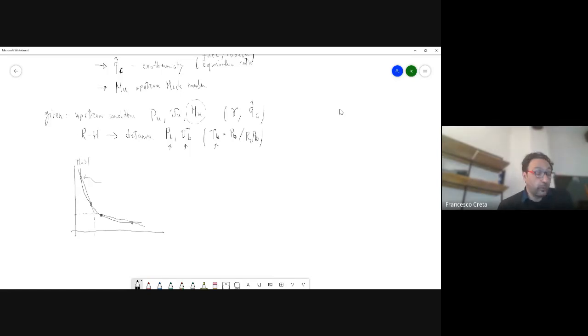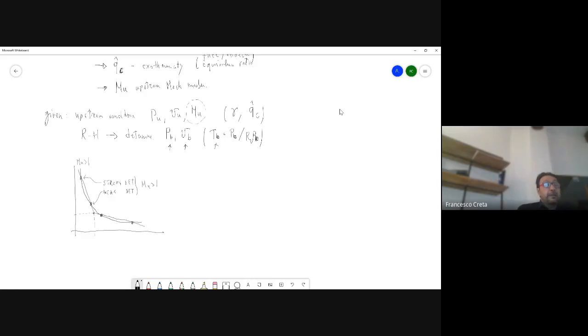One is a strong detonation. And the other one, closer to the origin, is a weak detonation. Both of them have a supersonic upstream Mach number.